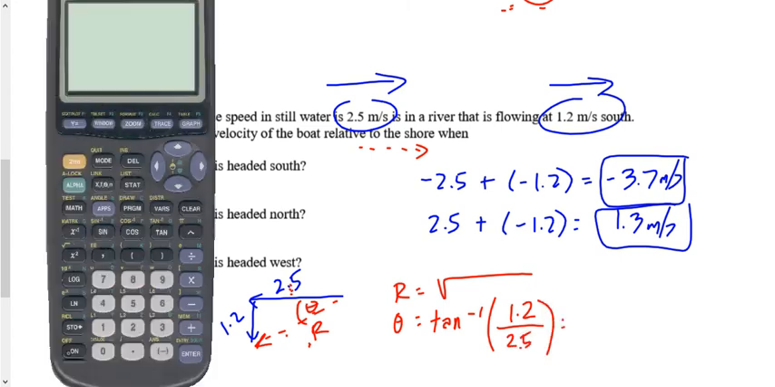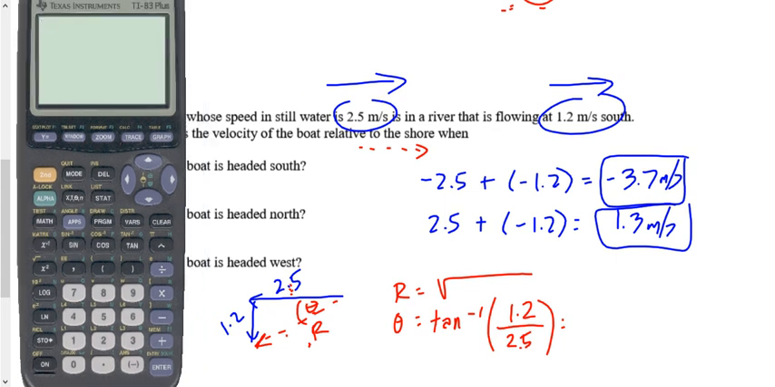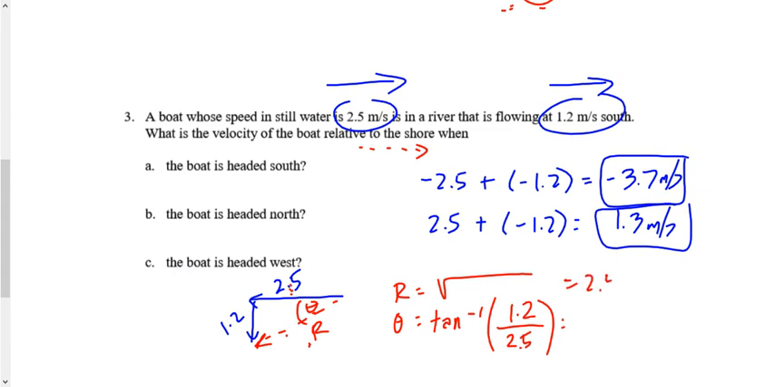We're going to say r is equal to the square root of 1.2 squared plus 2.5 squared. We get a value of 2.77, or 2.8 meters per second. So this boat, in the absence of current, can go at 2.5 meters per second, but with the current, it ends up going at 2.8 meters per second. So it's sped along by the current here, helped along.